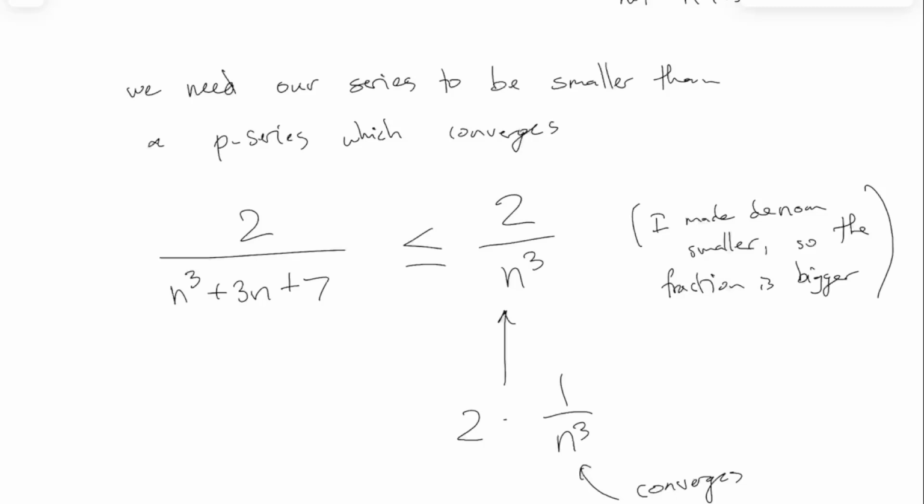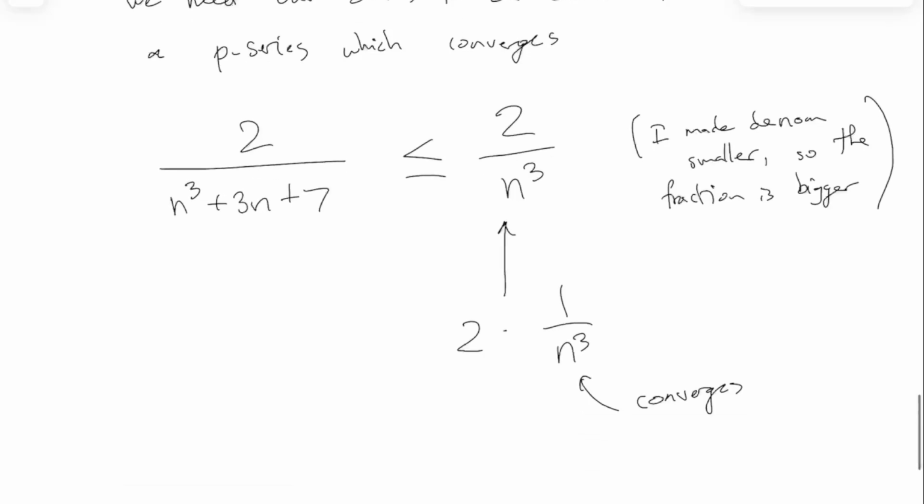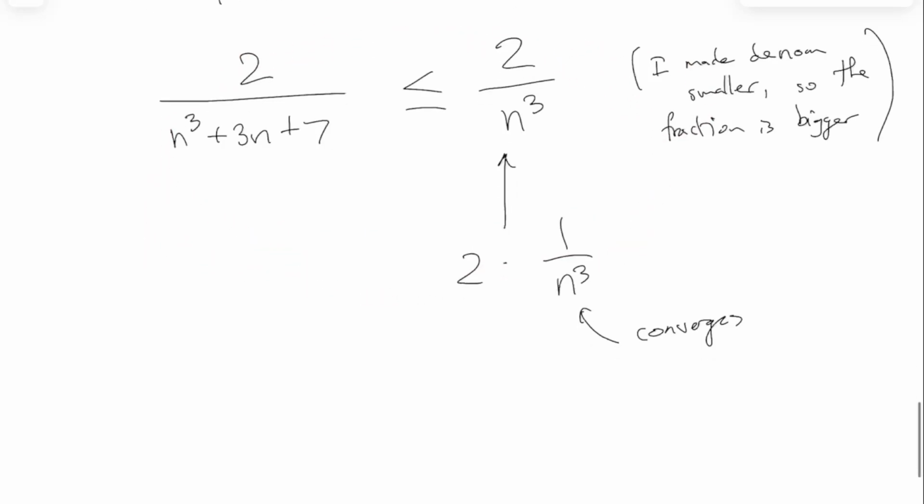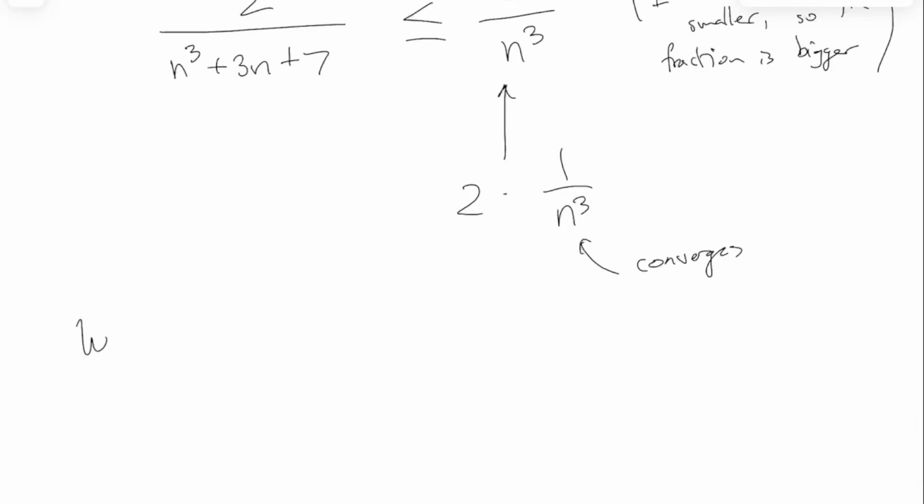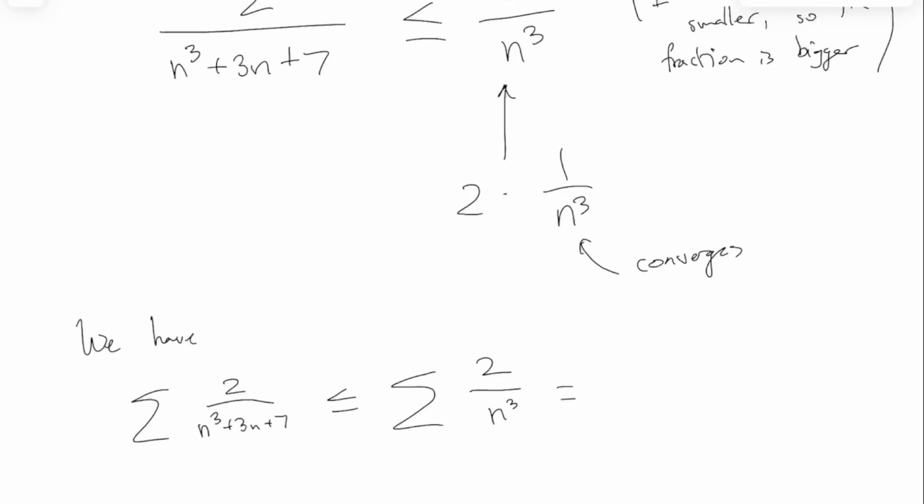All right? So anyway, this is sort of my scratch work. This is my basic idea, but to tie it all together and really make the argument formally speaking, I'll say something like: if I start with this series, 2 over n cubed plus 3n plus 7, this is less than or equal to this series 2 over n cubed, which is 2 times the sum of 1 over n cubed, and that converges.